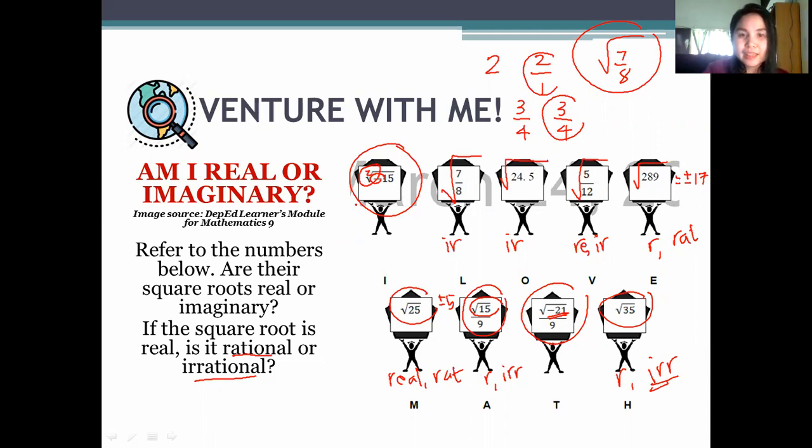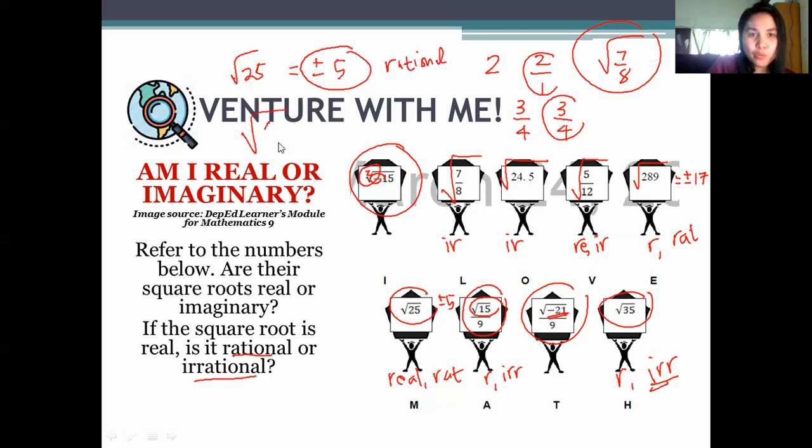Okay. And how can I tell if it's rational or irrational? Example AP, square root of 25. What's the answer? Plus and minus 5. This is a rational number. Another, square root of 4 over 9. What's the square root of 4? 2. The square root of 9, 3. So it's still rational. But example, we have square root of 6. Is there a rational number that's a square root of 6? There's none, right? It's still square root of 6. Therefore, it is irrational.